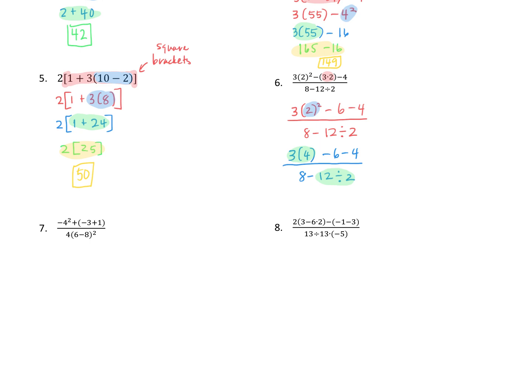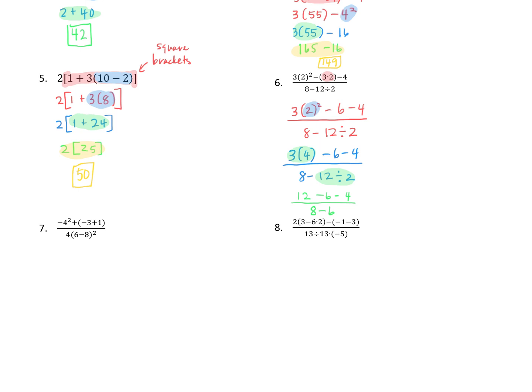Okay, so we're still simplifying the numerator and denominator. We're looking for multiplication and division. So in the numerator, I have 3 times 4. So that's going to become 12. I'm going to bring down the minus 6 and the minus 4. In the denominator, I have that division. 12 divided by 2 is 6. So I'm going to have 8 minus 6 in the denominator.